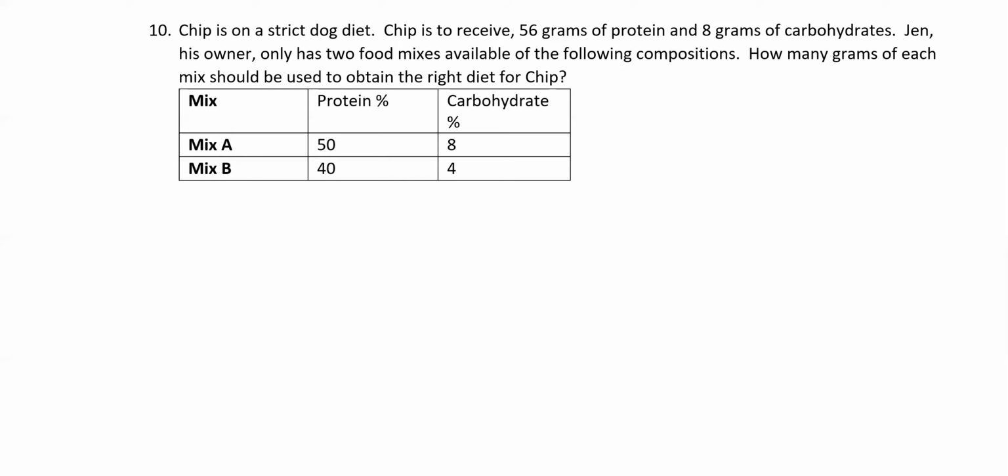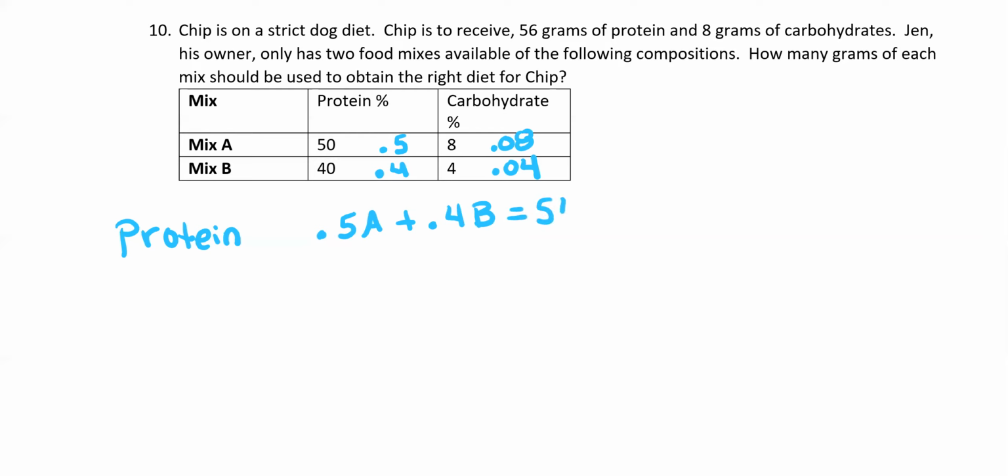So let's change these percents to decimals. So we need an equation for protein. So the protein is mix A, and we have mix A and mix B. So we need 0.5A plus 0.4B has got to equal the total protein. He is to receive 56 grams of protein.